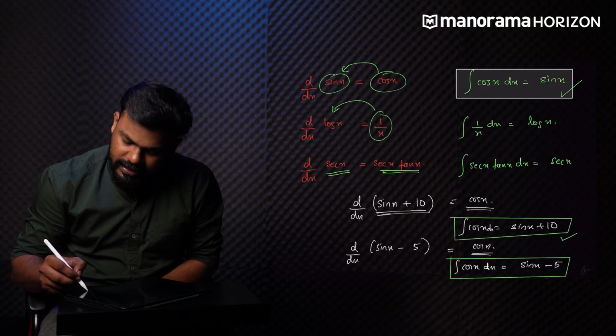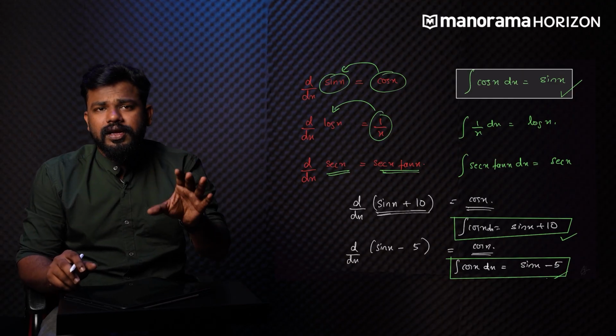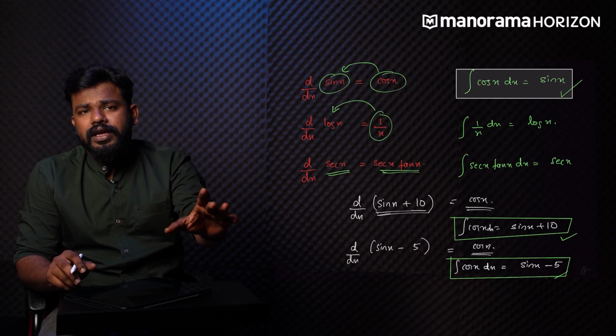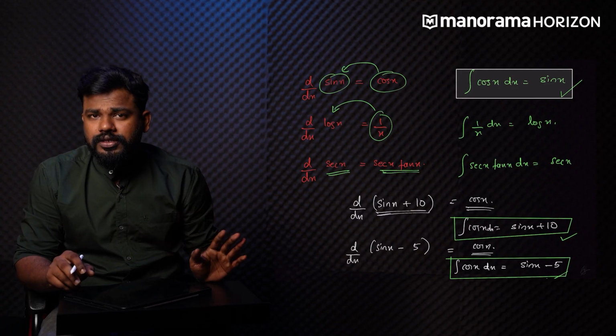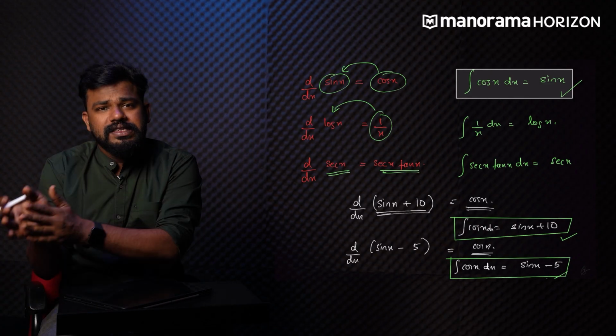and you have sin x minus 5. So what does this suggest? A particular function, when you integrate, can give different outputs. Yes, it can give different outputs. It need not always be the same.